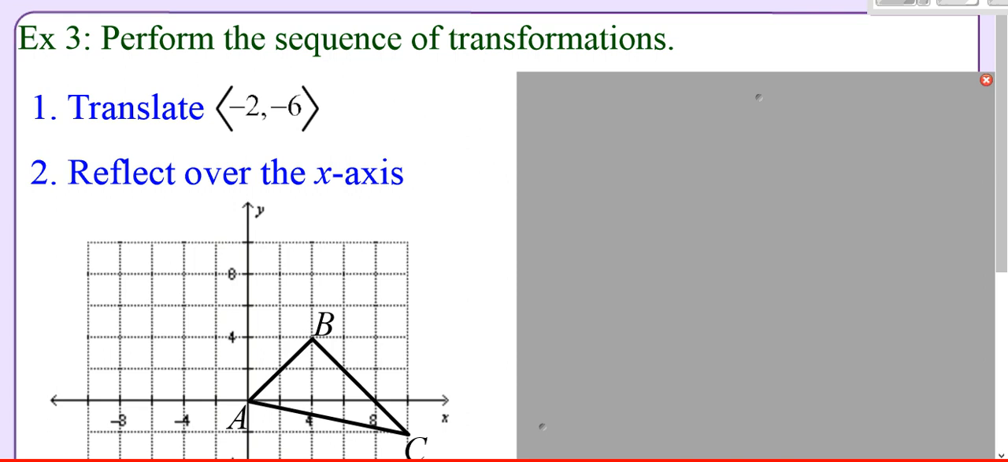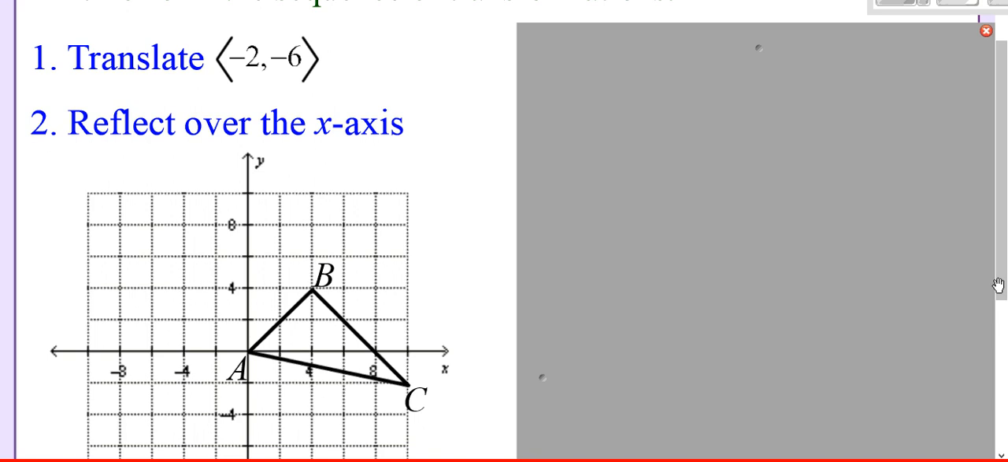So here we're going to translate first, then reflect over the y-axis. To translate -2, 6, that means left and down. Now, to be careful, we've got a marking here at 4 and at 8, which means all of these are counting by 2s. You're going to see that a lot where the scale changes on your graphs, so you got to be careful.